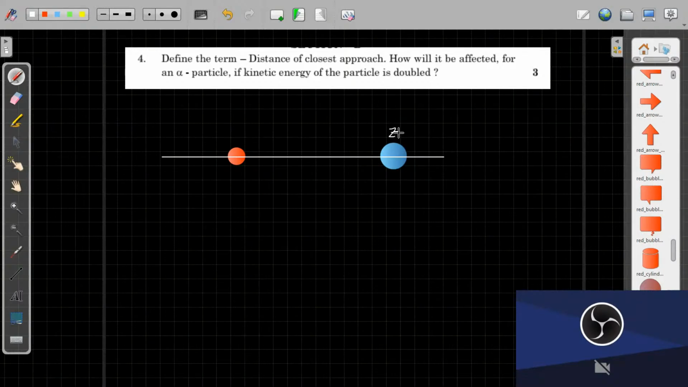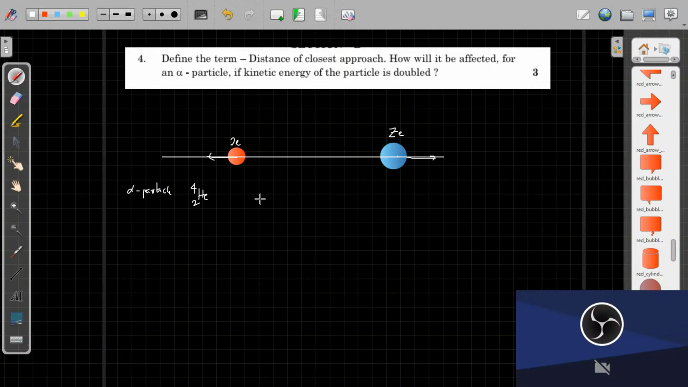The charge on the gold nucleus is Ze. The charge on the alpha particle, whose chemical symbol is 4He2, like a helium nucleus, is 2e. That's it. So what you observe is they will repel each other. This is going to repel this.